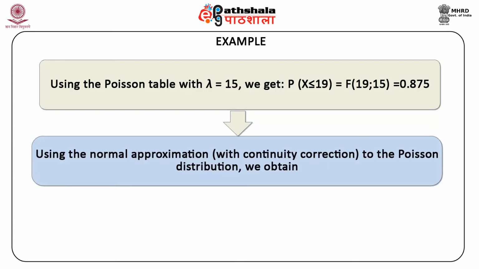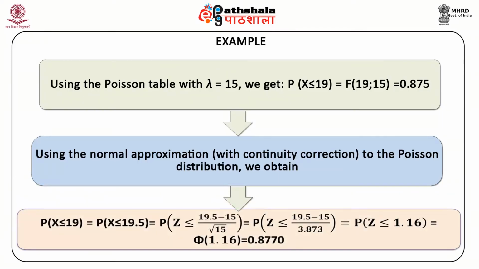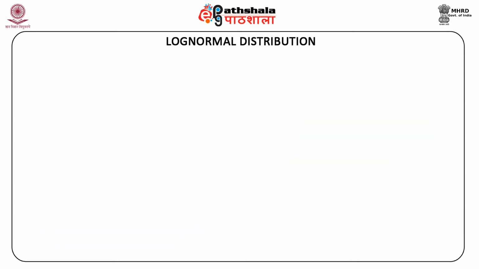Now, using the normal approximation with continuity correction to the Poisson distribution, we obtain the probability that x is less than or equal to 19, which is equal to the probability that x is less than or equal to 19.5, which is equal to the probability that z is less than or equal to (19.5 - 15) divided by root 15, which is equal to (19.5 - 15) divided by 3.873, which is the probability that z is less than or equal to 1.16, which is equal to Φ(1.16), which is equal to 0.8770, which is the same as the exact probability calculated from Poisson tables. Lastly, we discuss the case of log normal distribution.